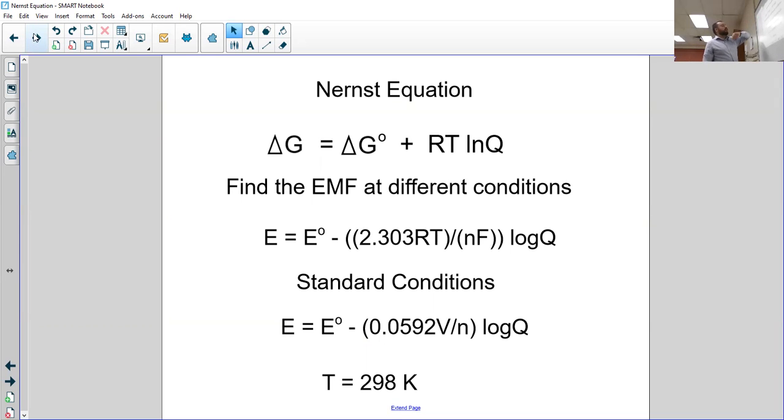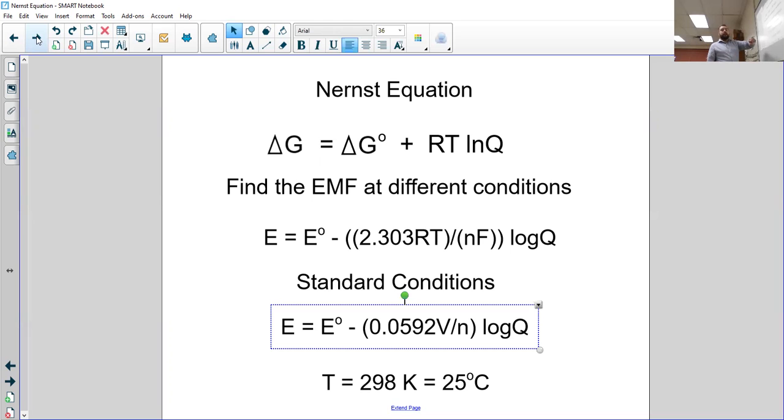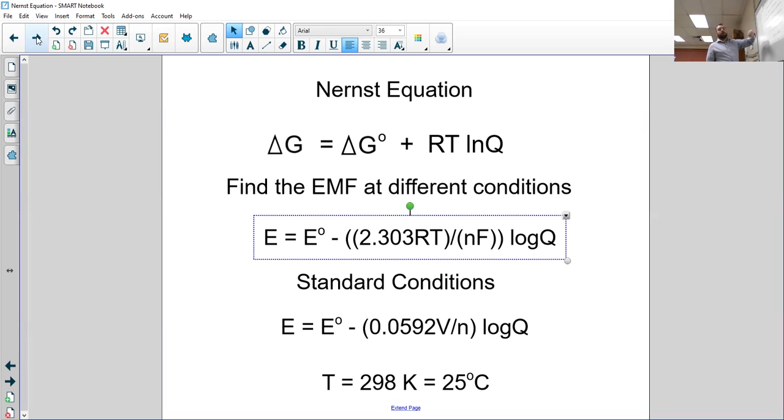We have E equal to E naught minus 0.0592 volts over N still, because we don't know the number of electrons in the equation, times our log of Q. That's because our standard temperature for voltaic cells is 298 Kelvin or 25 degrees Celsius. So when we plug in our gas constant R and Faraday's constant F, we can simplify that a little bit if you're at standard conditions. Don't use this for different conditions. For different conditions, we're going to use this one.